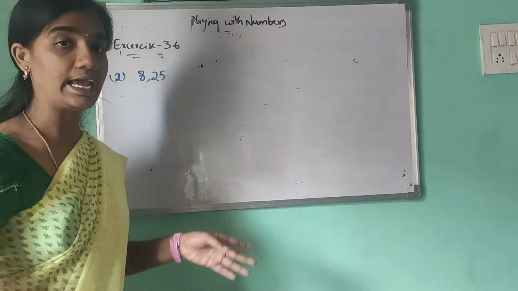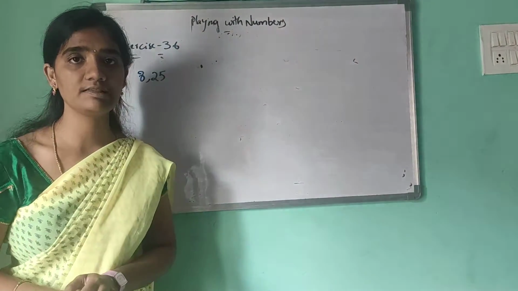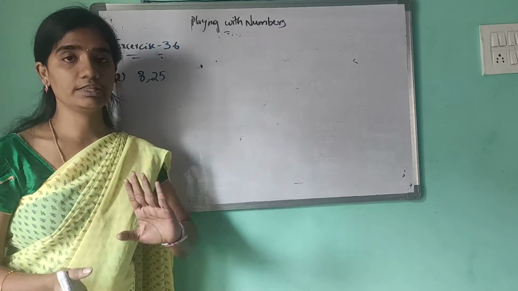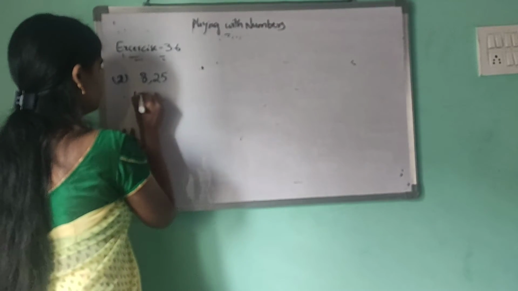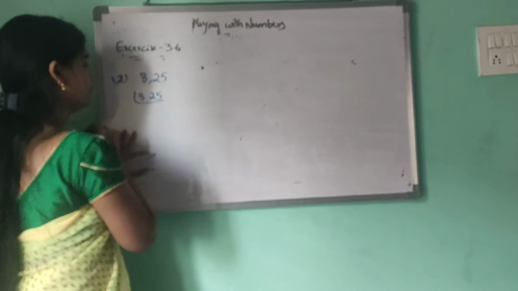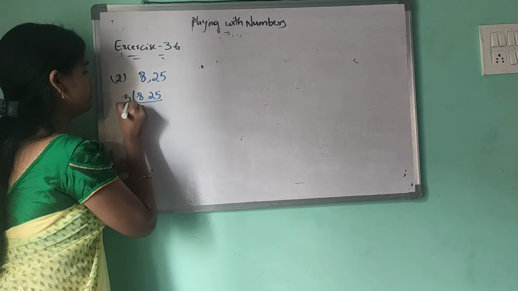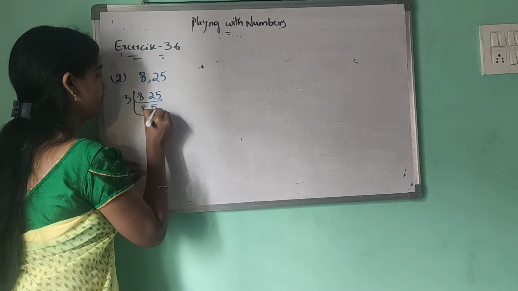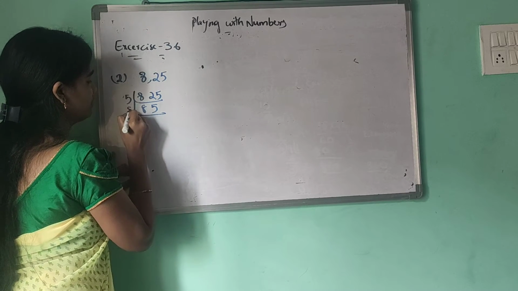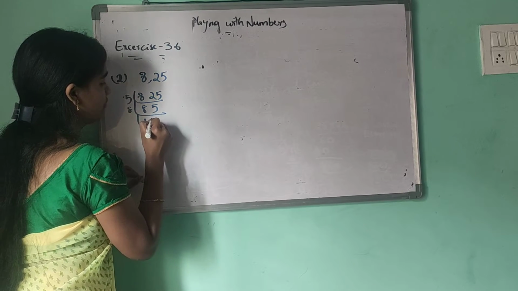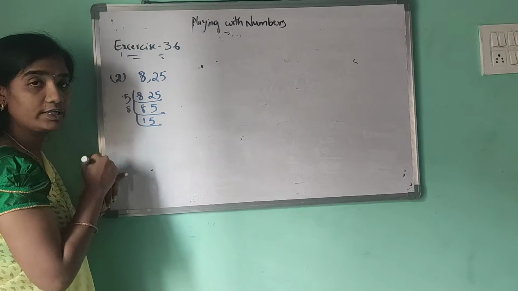25. Find the LCM and HCF of these numbers and also check the relationship. So 8 and 25. Which table is divisible? Fifth table. 8 5s are 40.